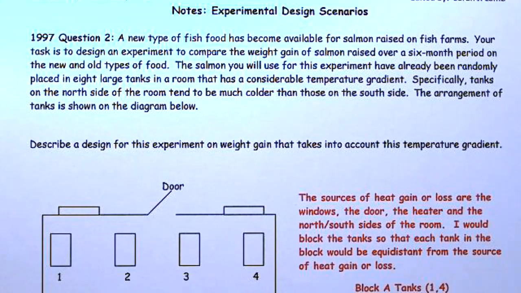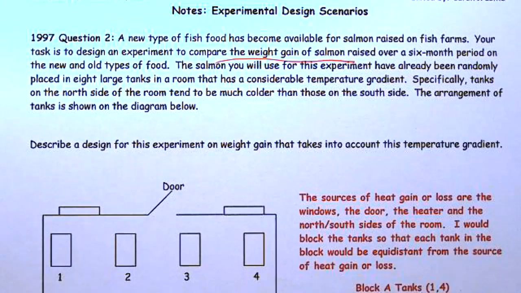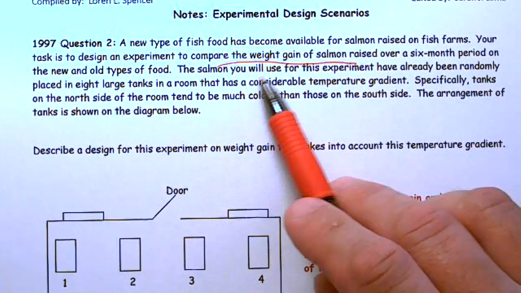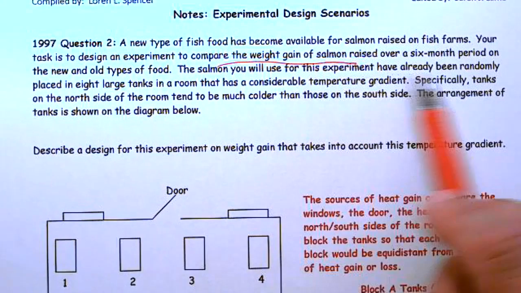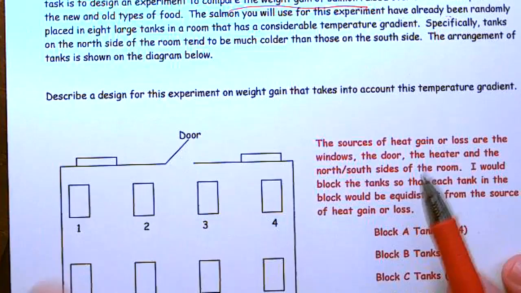A new type of fish food has become available for salmon raised on fish farms. Your task is to design an experiment to compare the weight gain of salmon raised over a 6-month period. So we have new fish food that we want to know how it's doing. We're going to compare weight gain. Weight gain is probably our response variable. The salmon you will use for this experiment have already been randomly placed in 8 large tanks. We look down here and we have 8 tanks.